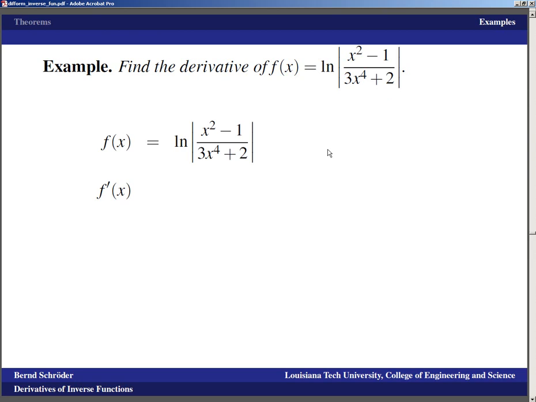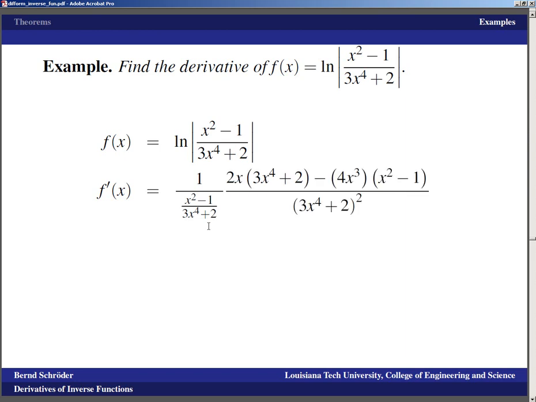What would we do? We would take the derivative of the logarithm, and the derivative of the logarithm by chain rule is 1 over whatever is inside, and I'll just copy the inside of the logarithm into the denominator. And then we still have to take the derivative of the inside, and that's the quotient rule, right? Derivative of the numerator, 2x, times denominator, 3x to the 4th plus 2, minus derivative of the denominator.